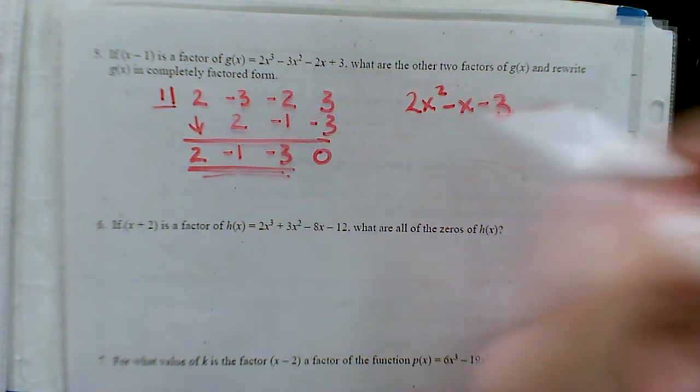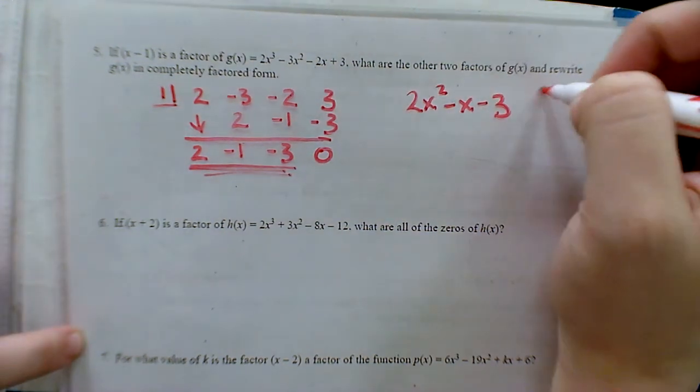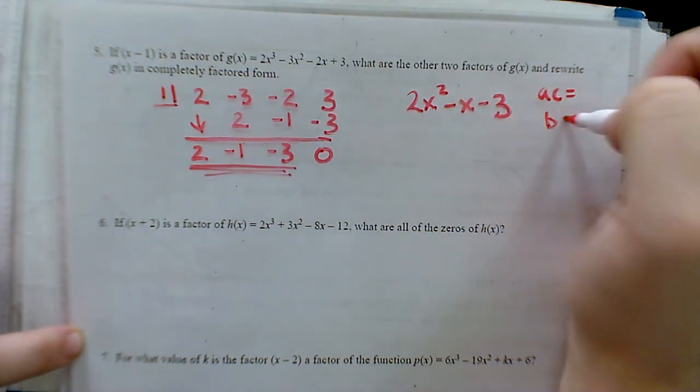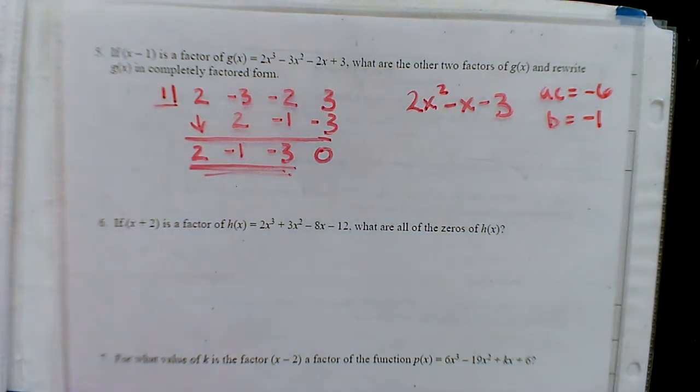So looking at our quotient, how might you want to try to factor it? Yeah. There we go. A times c add up to b. So we have negative 6. We've got to multiply to negative 6 and add to negative 1. Can we think about those values? Yeah? Negative 3 and a positive 2.